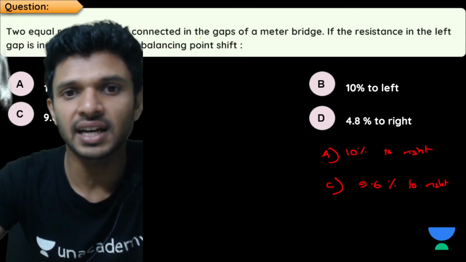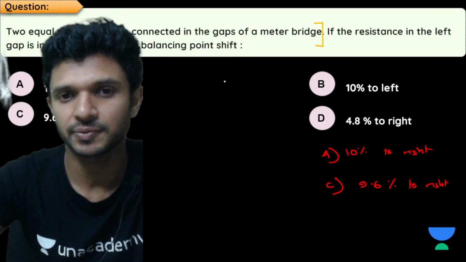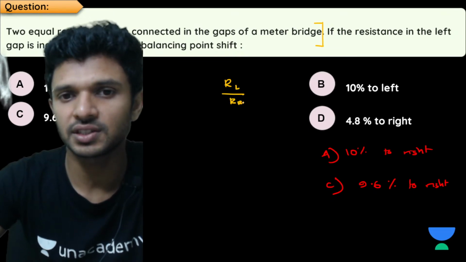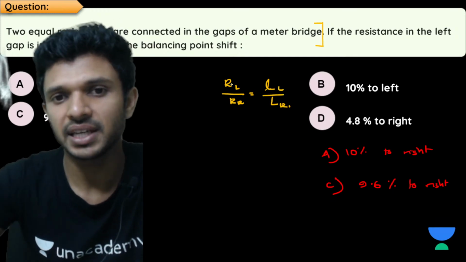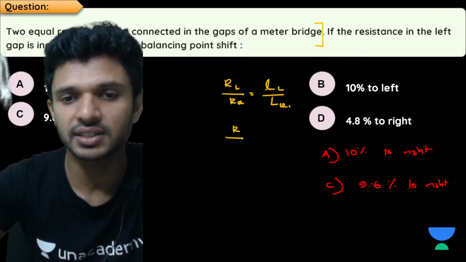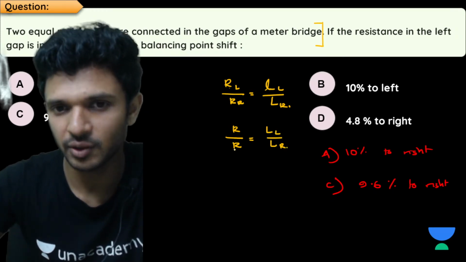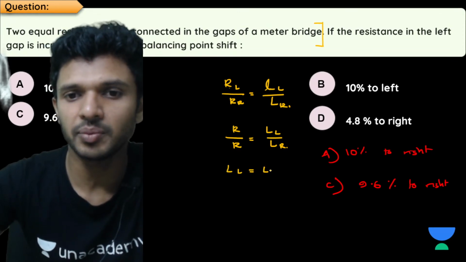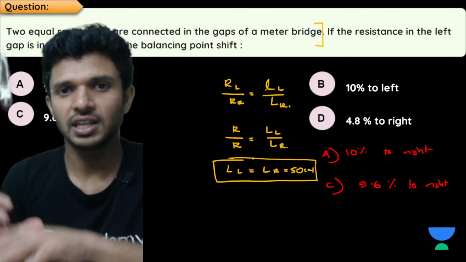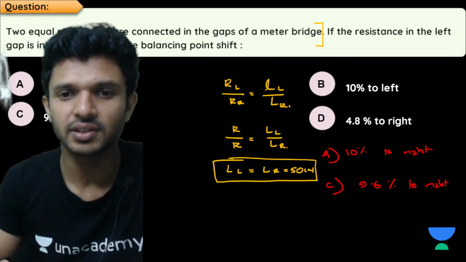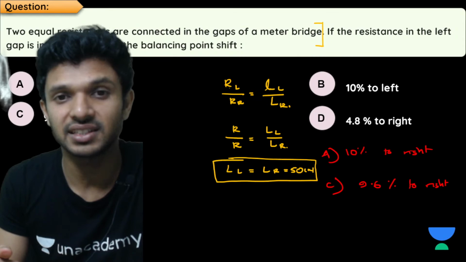So two equal resistances are connected in the gaps of a meter bridge. Write the formula for this first before we continue reading the question. Formula: resistance on the left to resistance on the right is equal to length on the left to length on the right. Tell me what is given in the question. Both are having equal resistance, let's say R and R. So length on the left and length on the right will be how much? R by R will be equal to 1. So length on the left will be equal to the length on the right. How much is it? 50 centimeters. If 100 centimeter has to be cut equally into half, what is the only length that is possible? 50. Which means initially the length of the balancing one is 50 centimeter.